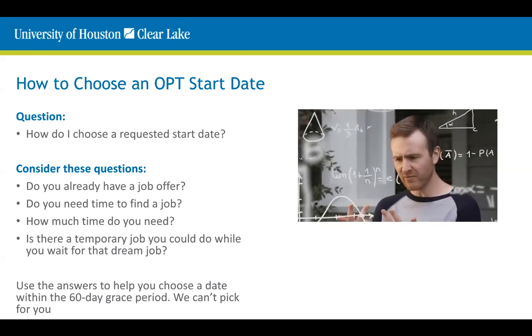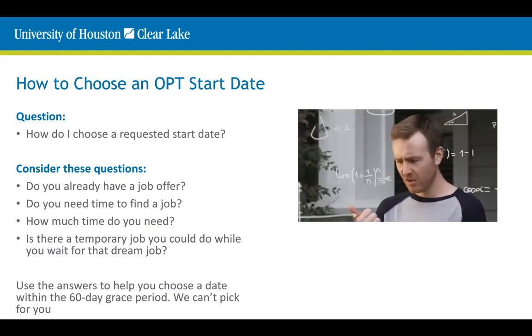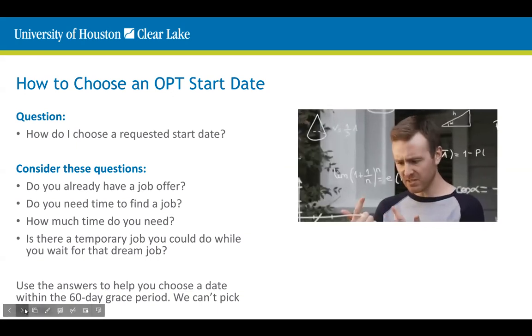Do you already have a job offer? You may want to start as soon as possible. Do you need time to look for a job? Then you may want to push the start date back to the end of June or even July. But you will need to pick a day in that 60-day time frame. The earlier you submit your application, the better. This will ensure you have your EAD card on time to start work on the day you have requested.